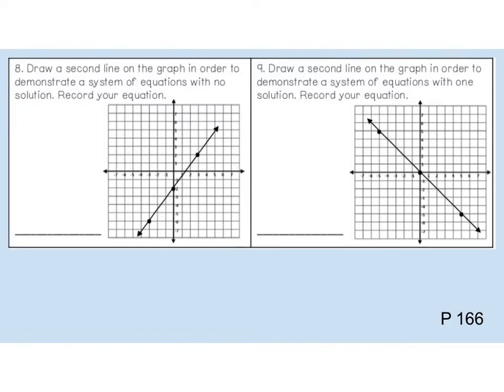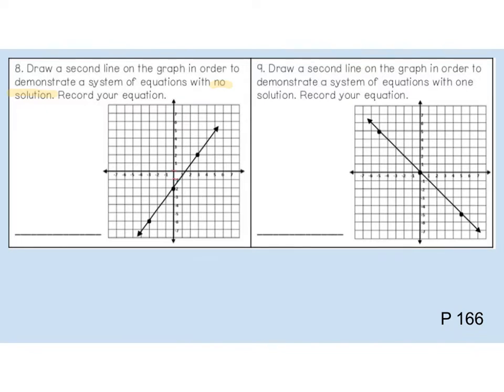Now these two are interesting because they're not asking you to graph two lines and find the solution. They're asking you to demonstrate certain things. So the first one, draw a second line that shows no solution, and then record your equation. So if it has no solution, then it's going to have the same slope. And I need to determine what the slope of this first line is.